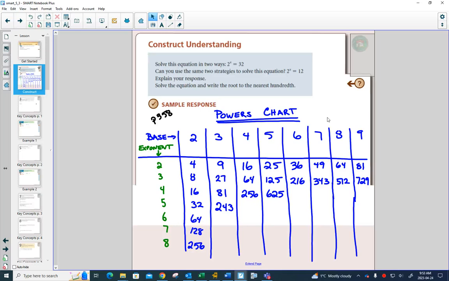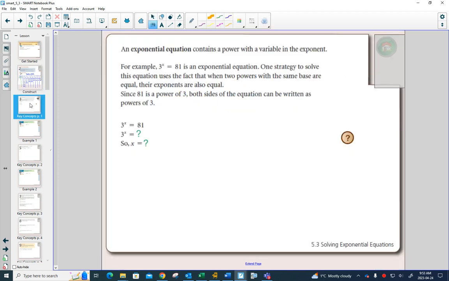The reason we make our powers chart is so that we can solve some exponential equations without the use of our calculator. So first of all, top of the next page, we can highlight what is an exponential equation. That is where x is in the exponent. And what we're going to do right now is look at questions like 3 to the x is equal to 81.